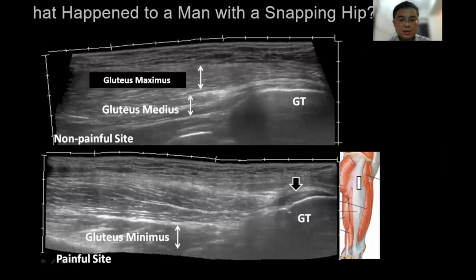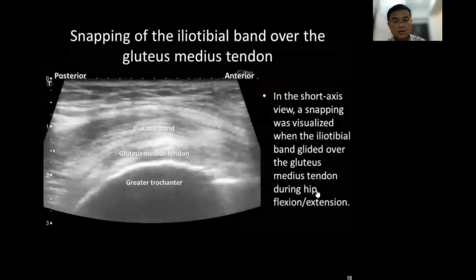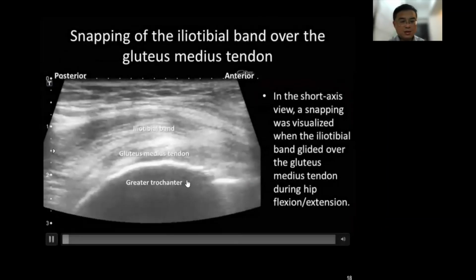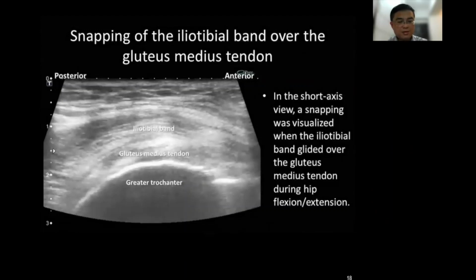So this case has a lateral external snapping. External snapping indicates the snapping happens at the trochanteric region. So you can compare the normal side with the painful side. As you can see at the painful side, the tendon is quite swollen. So here, let's use the video to demonstrate how the snapping happened.